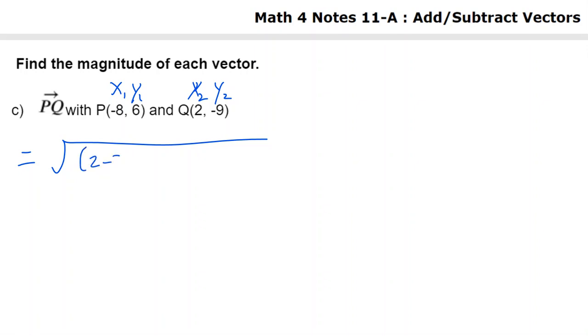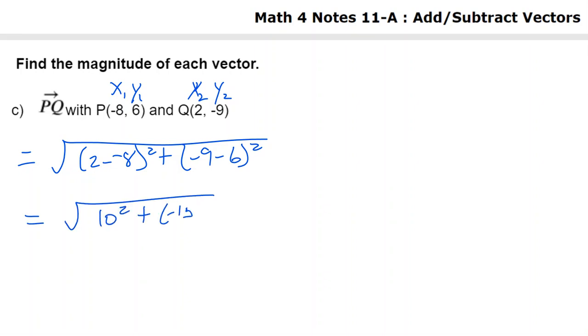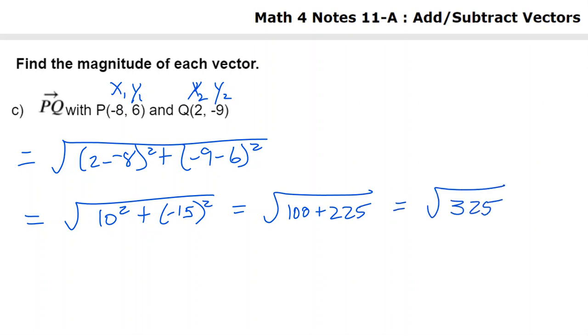All right, so we're going to say 2 minus negative 8, square that. Negative 9 minus 6, square that. That should give me 10 squared plus negative 15 squared, which is going to be 100 plus 225. And as it turns out, the square root of 324 is exactly 18. So we know this is like 18.0 something. It's barely over 18. But that is the exact magnitude of this vector.